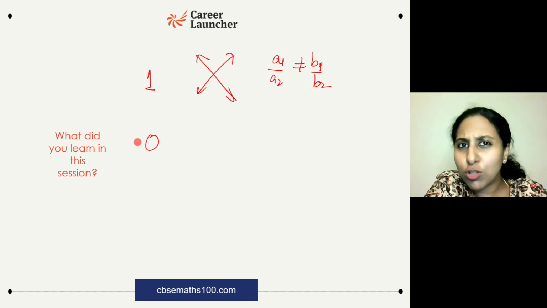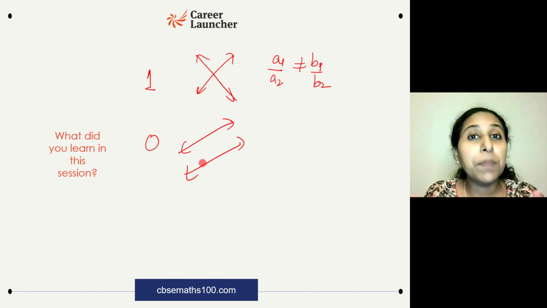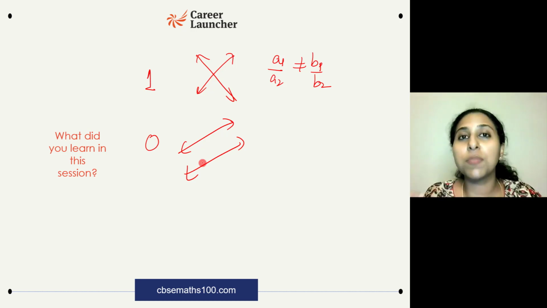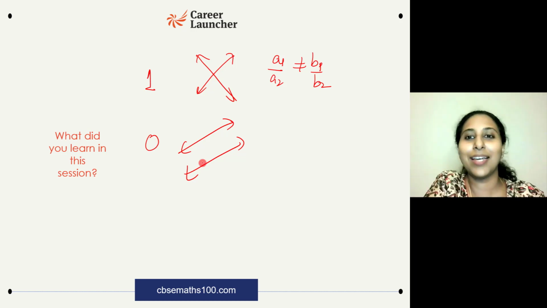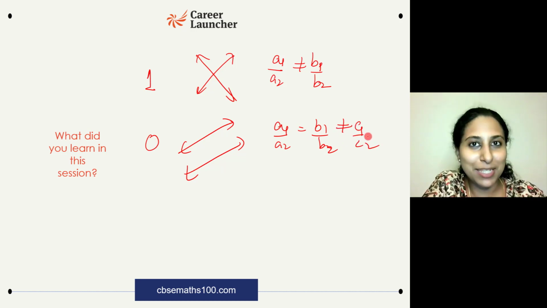Zero solutions, no solutions, when the lines are parallel. They do not meet at all. No solution means inconsistent. You're not getting a solution. So inconsistent. Here A1 by A2 would be equal to B1 by B2, but not equal to C1 by C2.